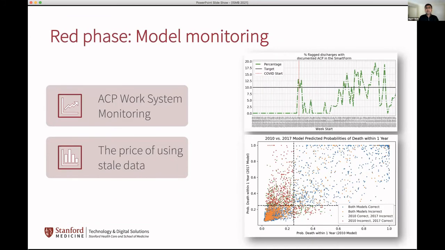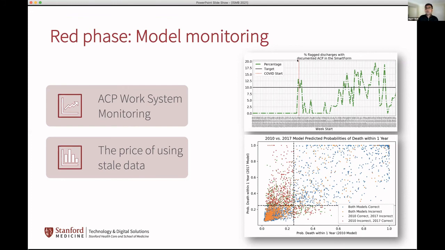All right. Now that's all in silico. We've convinced ourselves this thing is useful. Now we put it in practice. And on the top here is monitoring the work system, which is the model and the corresponding workflow. And what we're seeing is as time goes on, what is the percentage of discharges from the hospital where we have documented ACP, the real goal that we're trying to measure.